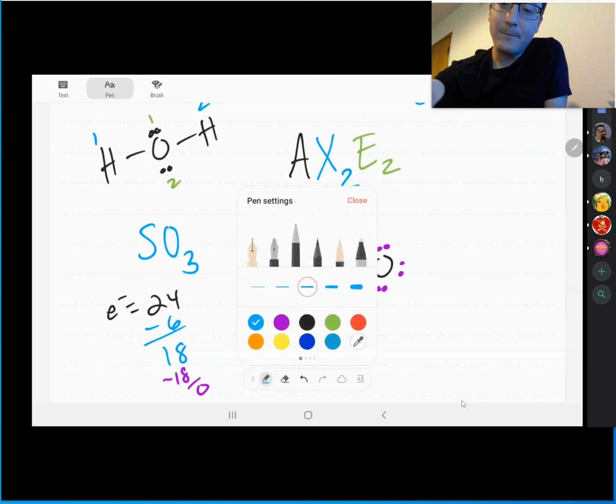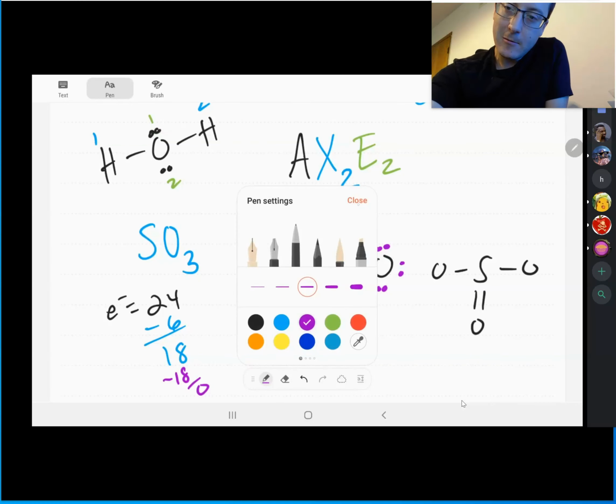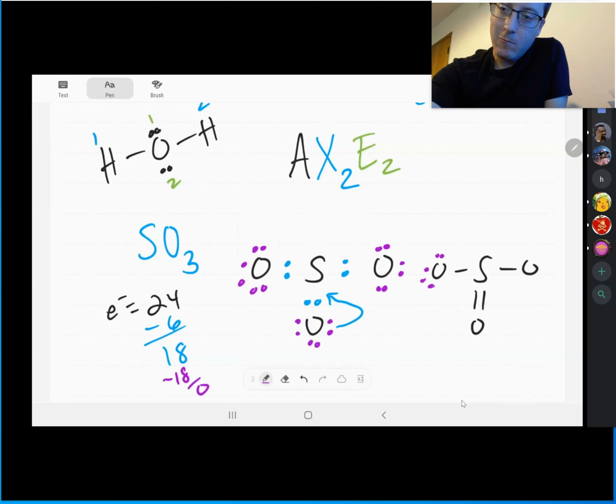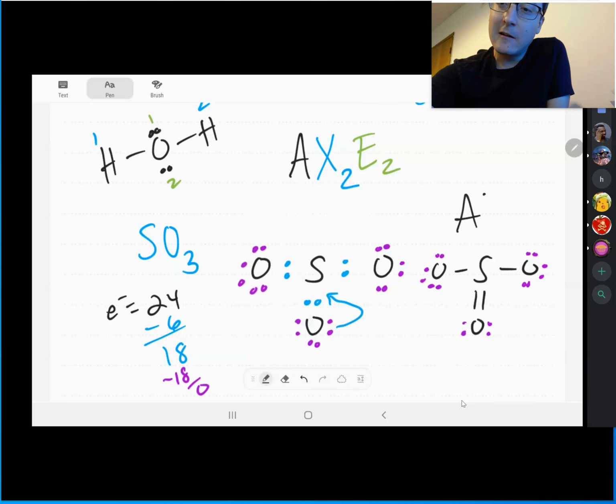If we do that, this is what we get, which is absolutely a correct Lewis structure. And Shelby is absolutely correct in identifying this as an AX3 classified structure.